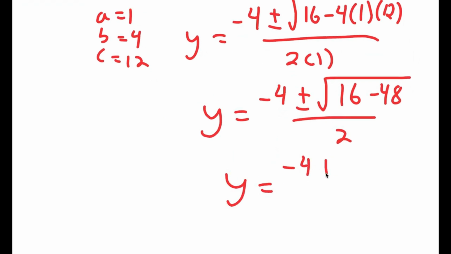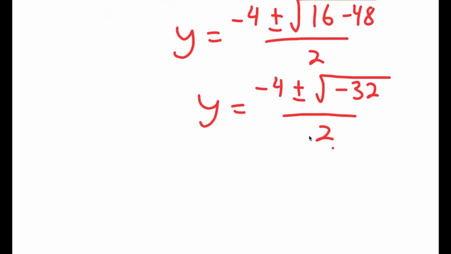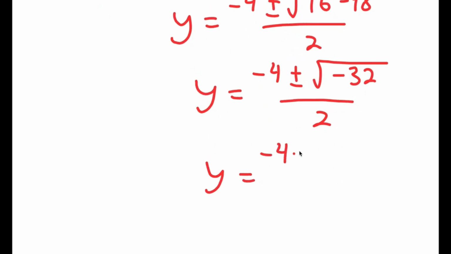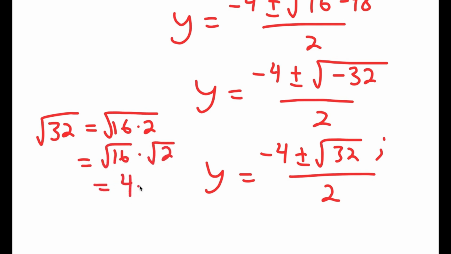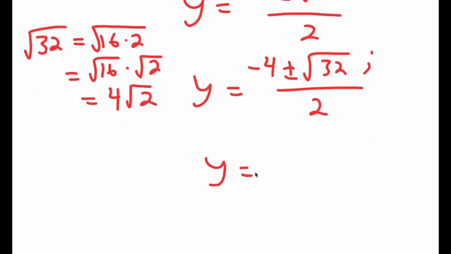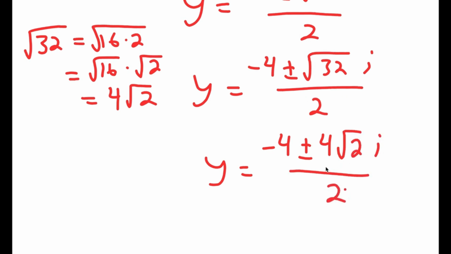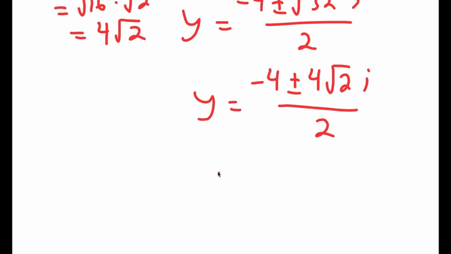which is equal to negative 4 plus or minus the square root of negative 32 over 2, and this is equal to negative 4 plus or minus the square root of 32 times the square root of negative 1, which is the same thing as i, over 2. And the square root of 32 can be simplified to the square root of 16 times 2, which is equal to the square root of 16 times the square root of 2, which is equal to 4 root 2. So this is going to equal negative 4 plus or minus 4 root 2 i over 2. And if I divide both of these terms by 2, I get negative 2 plus or minus 2 root 2 i.